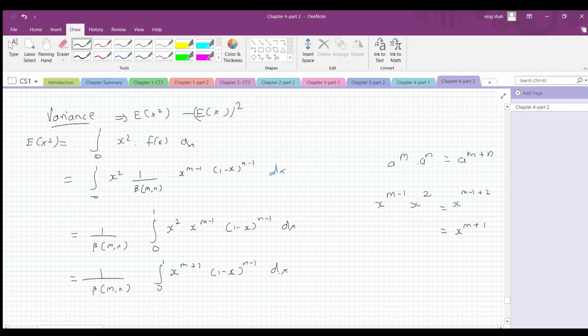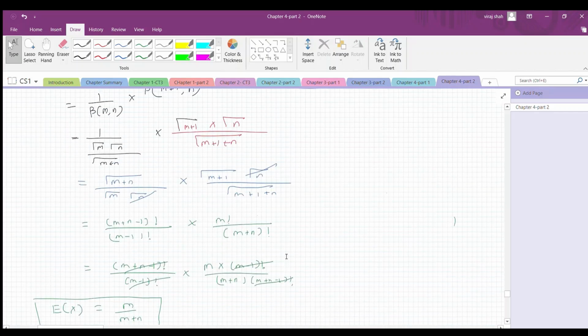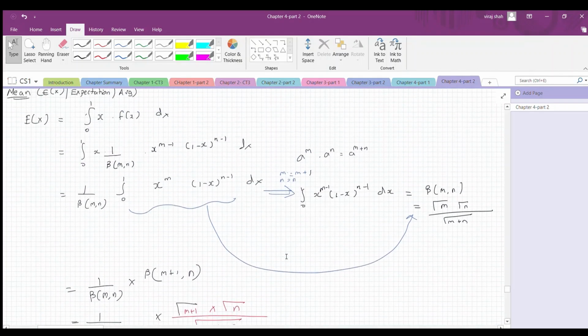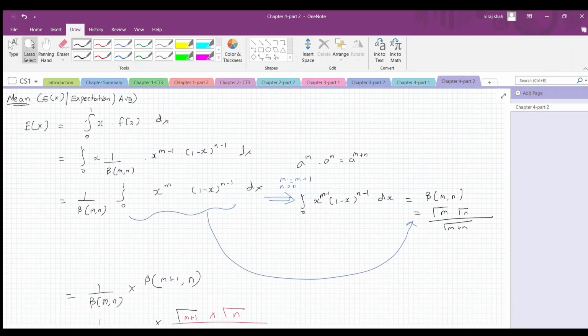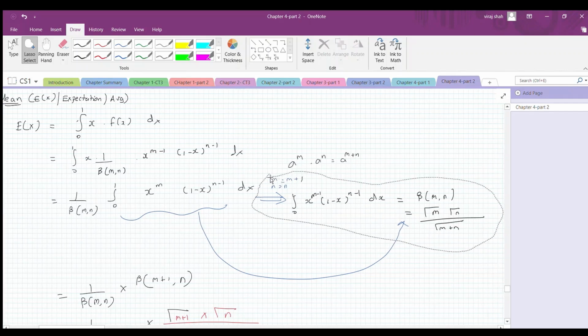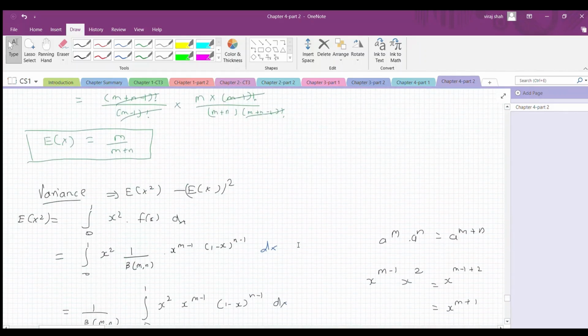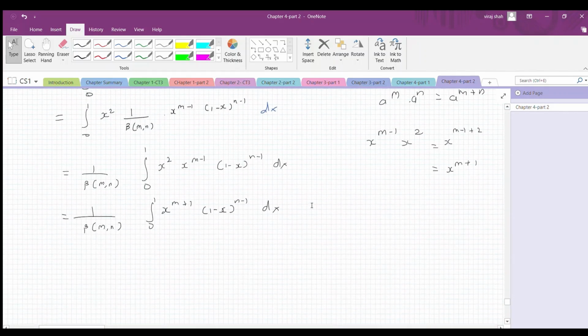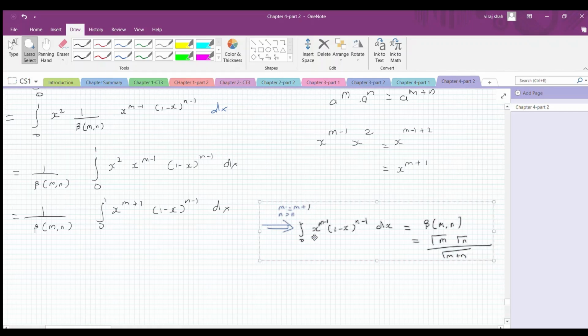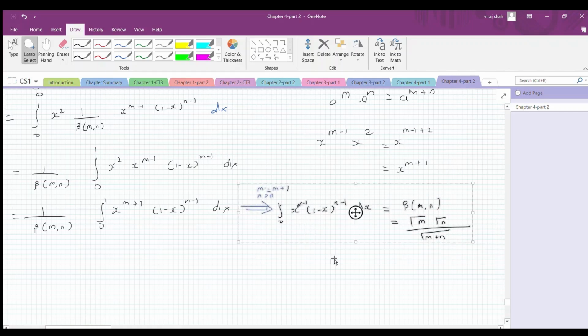Now I can compare this with my beta property. Similar steps as expectation of x, guys. It is nothing different. Okay. So yeah, control C, control V, right?